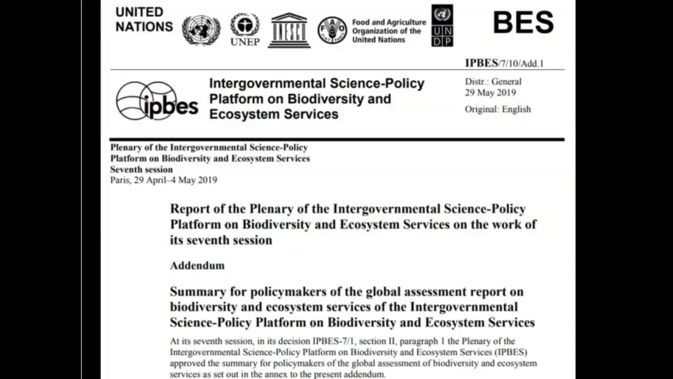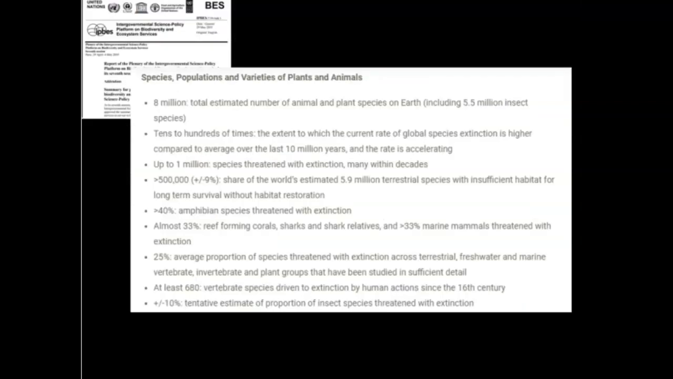So along those lines, this report came out in 2019. It's an international report from the world's leading experts in biodiversity, conservation science, and ecosystems. The data they present here are pretty grim. Of all the animal and plant species on Earth, and they use a very conservative total of about 8 million, they say up to 1 million of these species are threatened with extinction, many within decades. The extinction rate is 10 to hundreds of times higher compared to the average rate it's been over the last 10 million years, and that rate is accelerating.